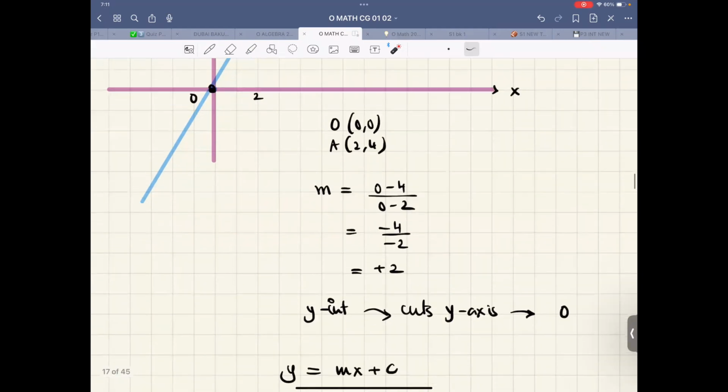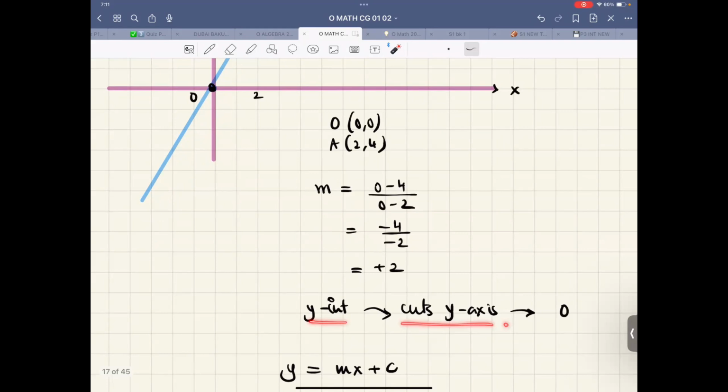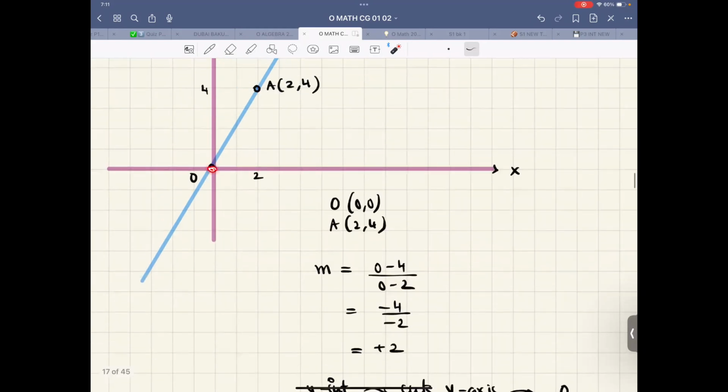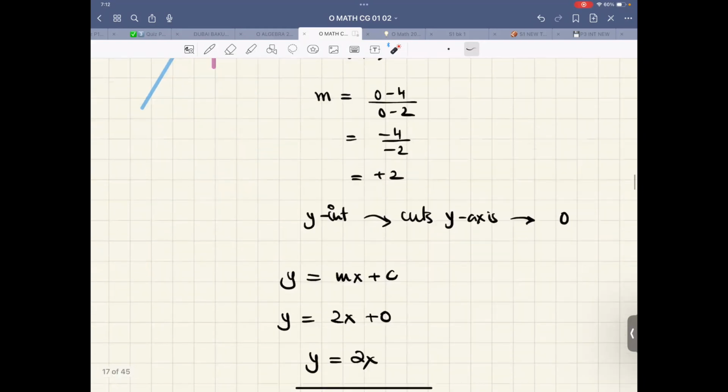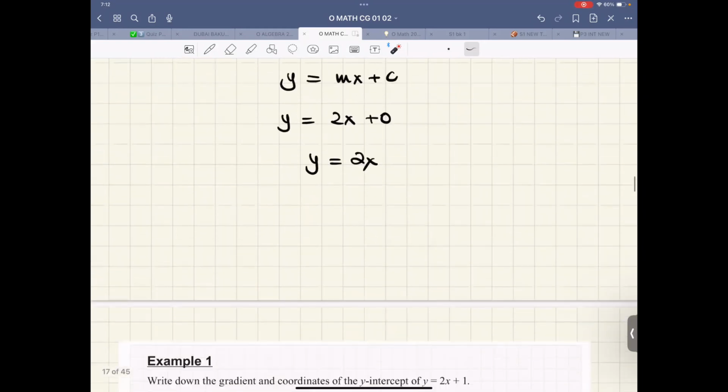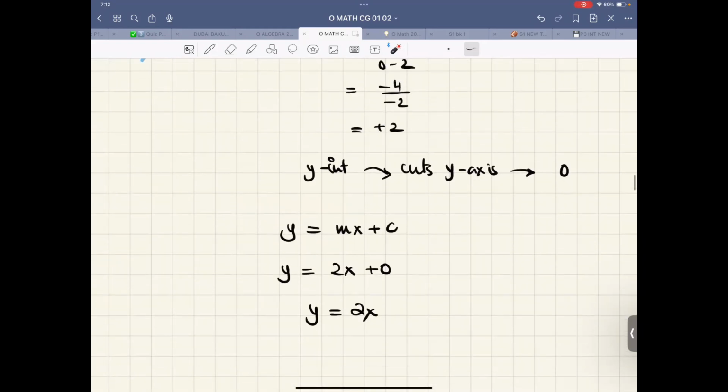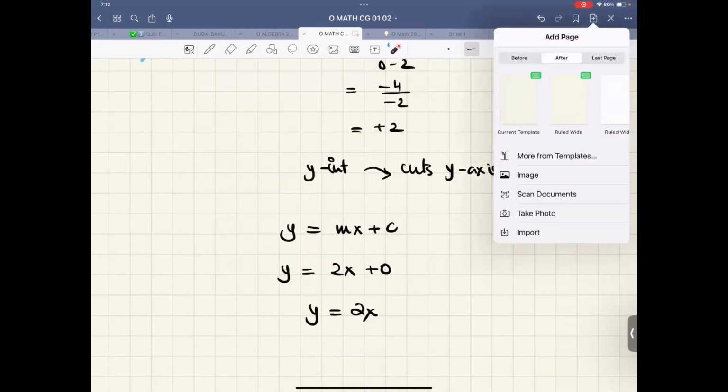And then the y-intercept, the line cuts the y-axis at 0. The y-coordinate is 0. This is 0, 0. So when x is 0, that's the y value. You just plug in C over here, you plug in M over here, you find the equation, as simple as this. Now, let me do some more examples.